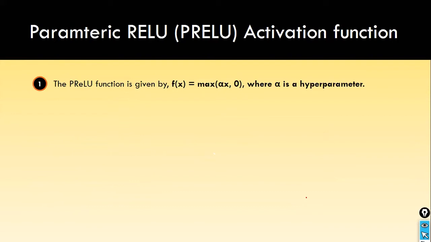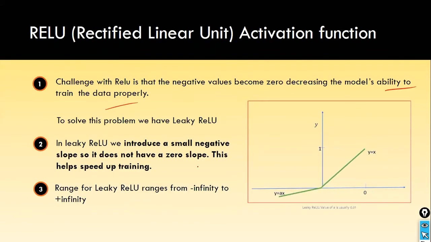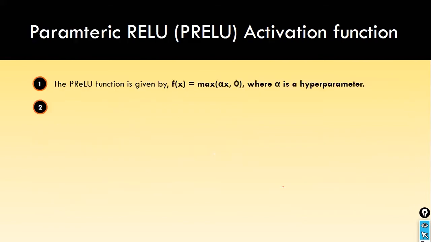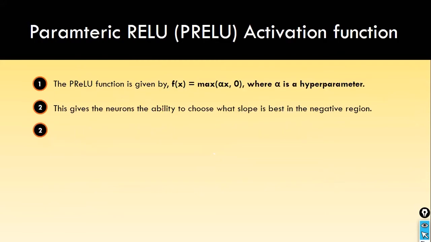So in this case, parametric P-ReLU gives the neurons the ability to choose the best slope in the negative direction. Even leaky ReLU addresses the issue with ReLU, but there are still some issues. Though it does not have zero slope, a small negative slope is introduced. But with P-ReLU, we can choose what slope is best in the negative region.